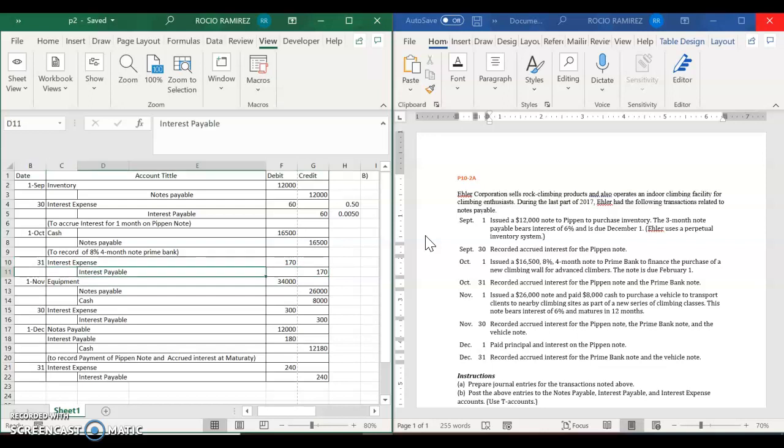The next transaction says that on October 31, record accrued interest for the Pipen note and the Prime Bank note. So we have to accrue the Pipen note for one more month and the interest for this notes payable for 1 month too, because we issued this note payable on October 1st and now it's been a month. So we are going to calculate the interest for this one. I'm going to do the same.